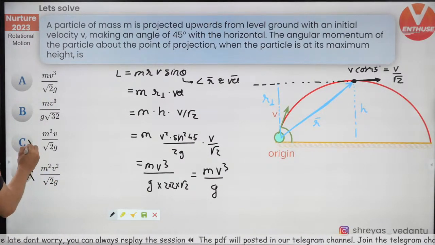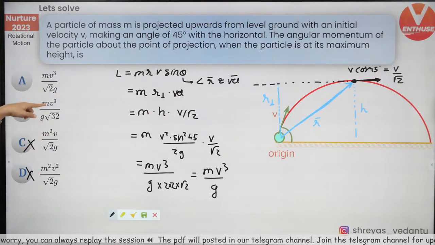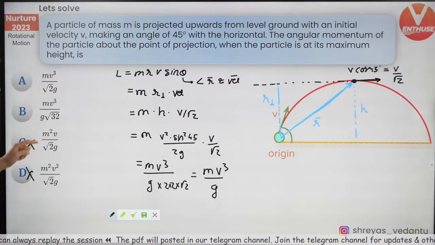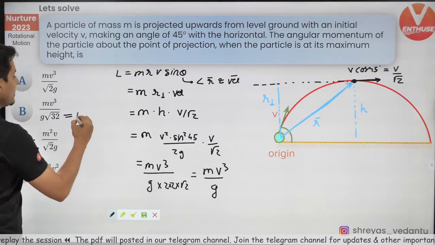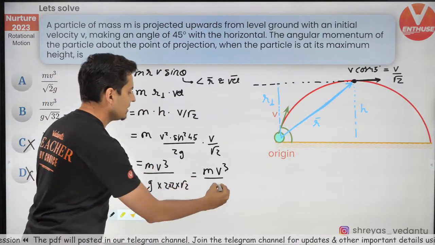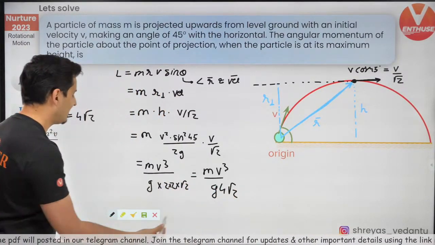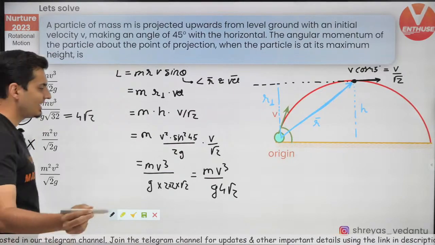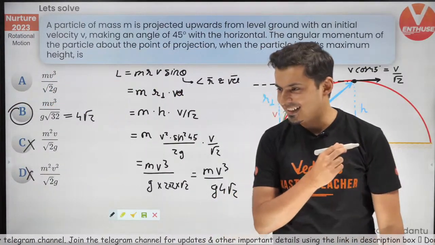Anyway, this option and this option are not true, because there is no v cube over here. One of them should be correct. Root 32. What is root 32? Root 32 is 4 root 2. Yes, so this should be 4 root 2, which is root 32, one and the same thing. So option B is correct. Done. Isn't it clear?